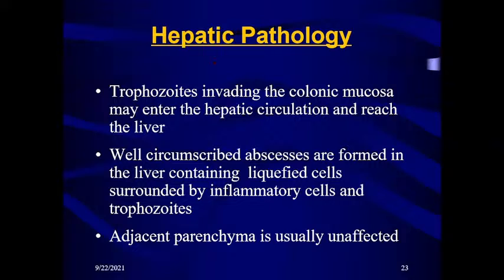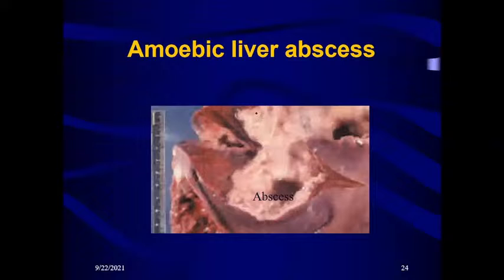Hepatic pathology: trophozoites invade the colonic mucosa, may enter the hepatic circulation and reach the liver, as we have seen before. Well-circumscribed abscesses are formed in the liver containing liquefied cells surrounded by inflammatory cells and trophozoites. Adjacent parenchyma is usually normal. This is the liver and this abscess right here, and you have multiple abscesses.